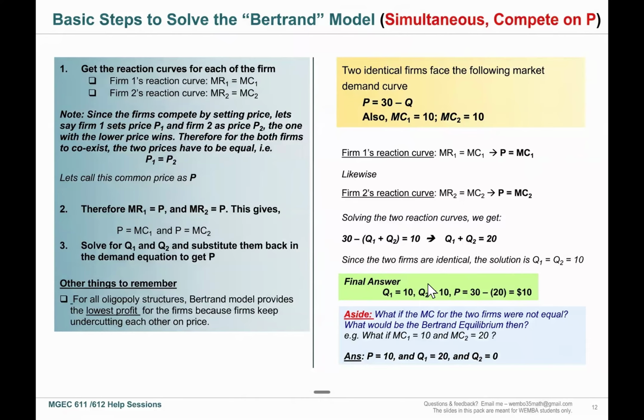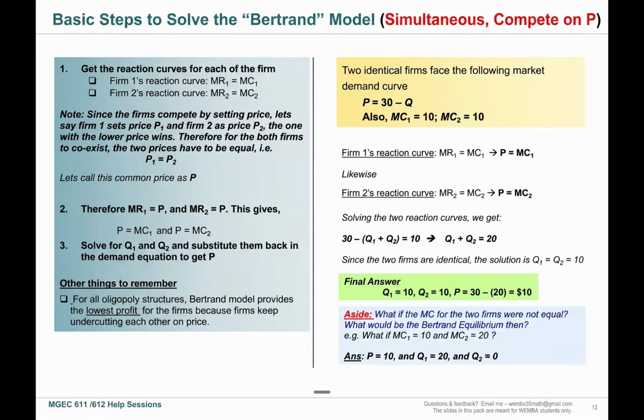And in this particular case, for these examples, it's 10 and 10, and then the price is 10. So notice the numbers here are different from what Cournot was. Cournot, under the same conditions, was 6.67 and 6.67, and the price was 15. In Bertrand, same firms but higher quantities and the price is lower.